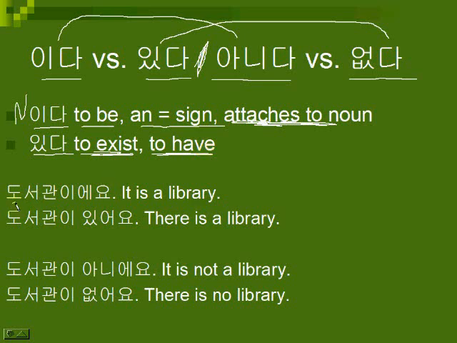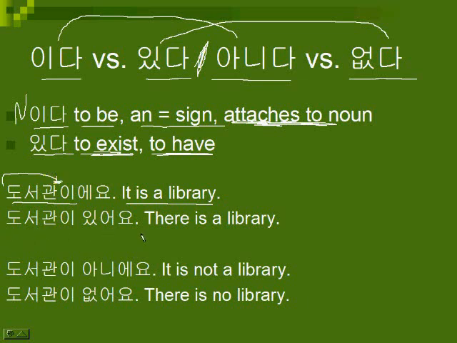So, here I have an example. 도서관 is a library. So, FYI. 도서관이에요. It's a library. Notice how there's no space in here. There's no pause as I say it. If I say 도서관 이에요, that's wrong. It's 도서관이에요. One word, one flow has to come out very clearly and together.